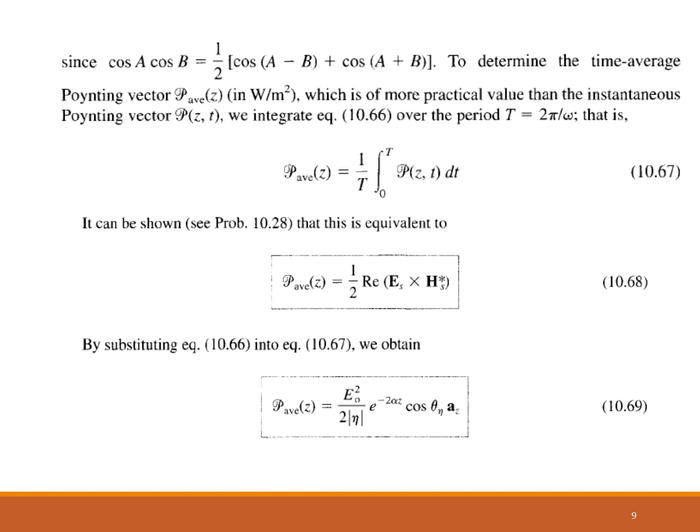Now, an important thing you can note here is that this time average Poynting vector has another form, as shown in equation 10.68. Another way of expressing it is 1 by 2 real part of E_s cross H_s star. The star represents the complex conjugate of the magnetic field. How the time average Poynting vector can be equated to half the real part of E_s cross H_s star, this derivation I've left as self-study. The solution for this derivation is available.